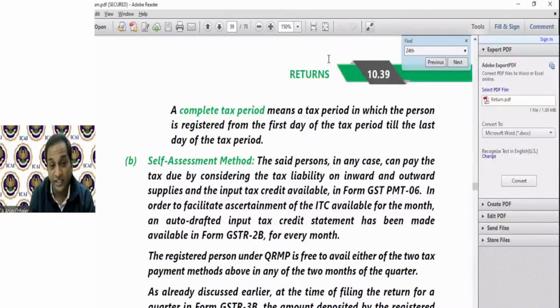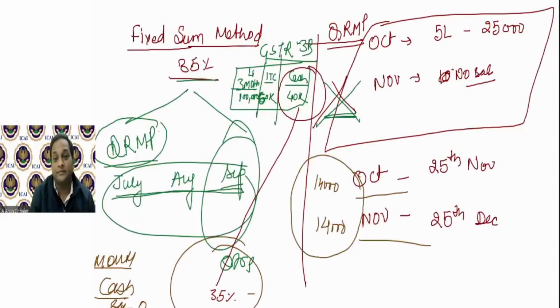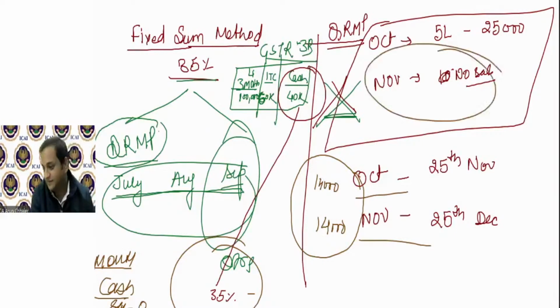Now one correction I like to tell. So in this example, if you are not having any tax liability, one correction, if in a month you do not have any tax liability, you are not required to deposit any amount in cash. See, October I need to deposit. Suppose there is sufficient balance in the cash ledger, not required to deposit.